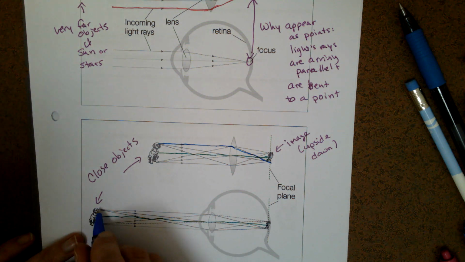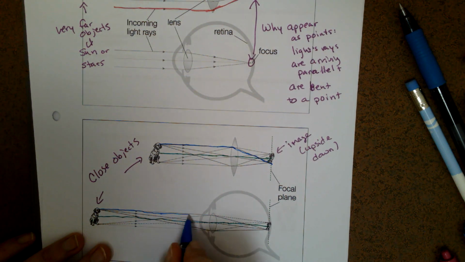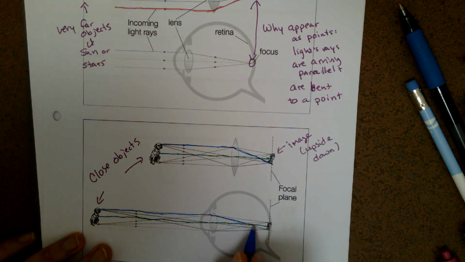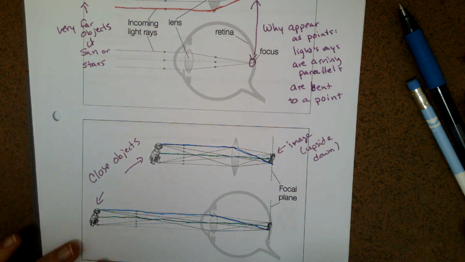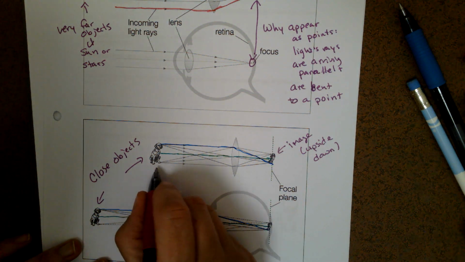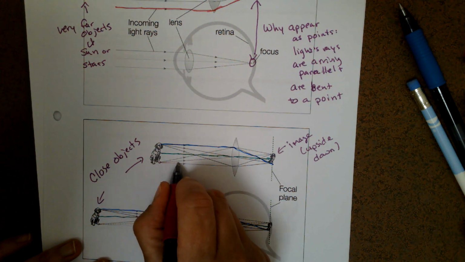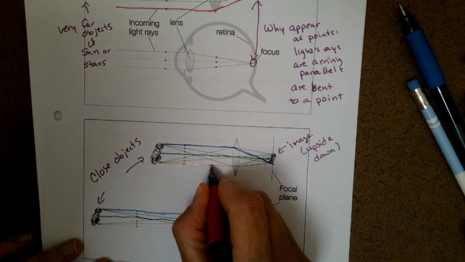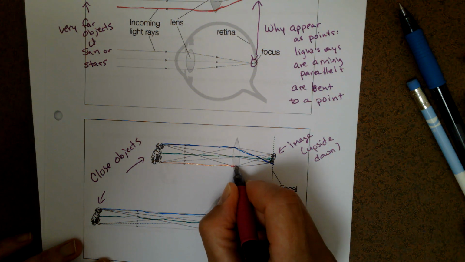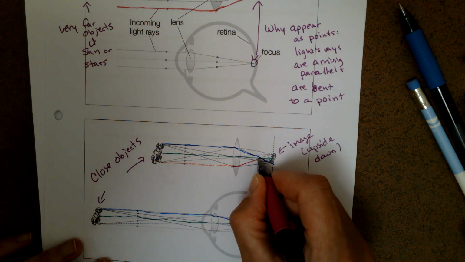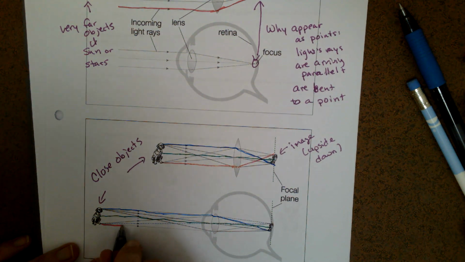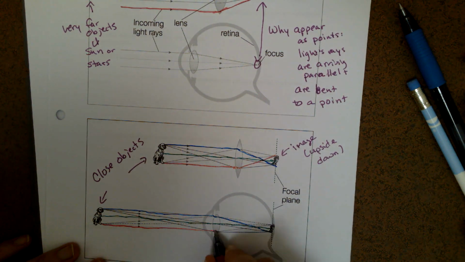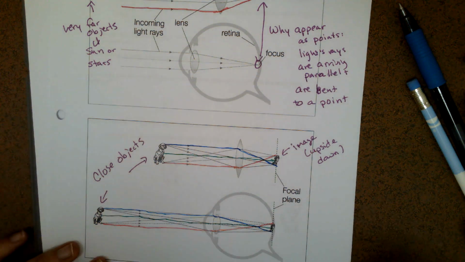Same thing over here. This point of light gets bent down there. Same too for this bottom ray of light. This bottom ray of light goes like this, and it gets bent, and it goes up here. Bottom ray of light gets bent, and it goes up here.